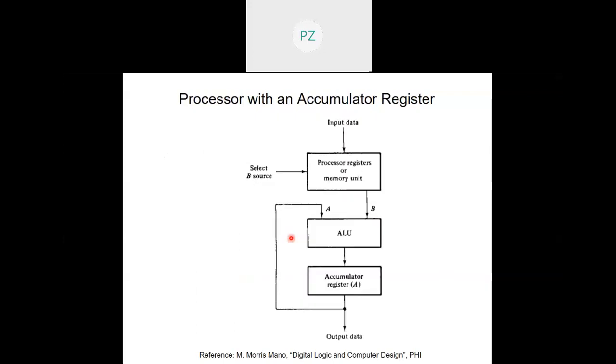Processor with an accumulator register. In one of the earlier lectures, I have made a passing reference to an accumulator register. Accumulator register is a scratchpad register, all right, but then it has some extra privilege and extra functions in it, right? Which we will see here.